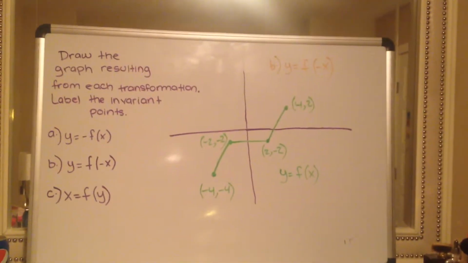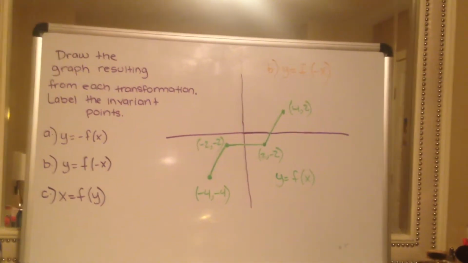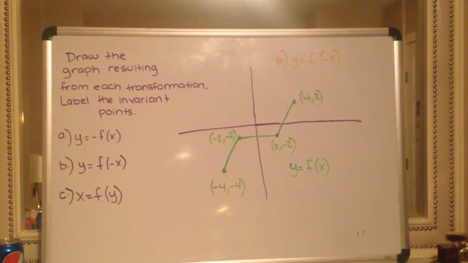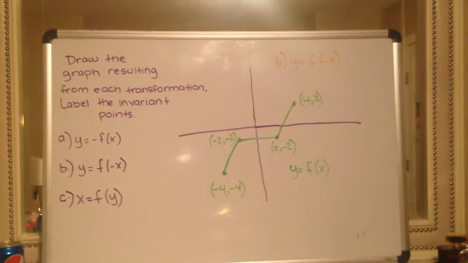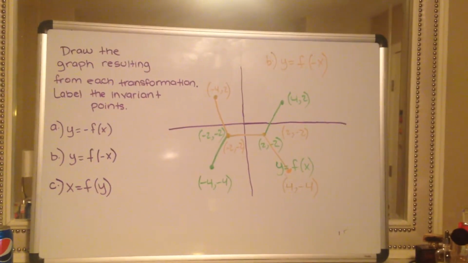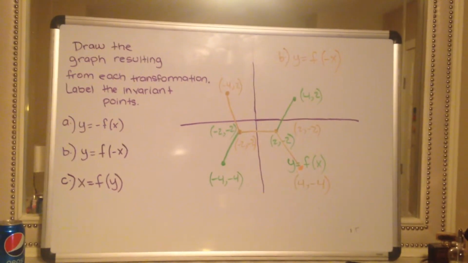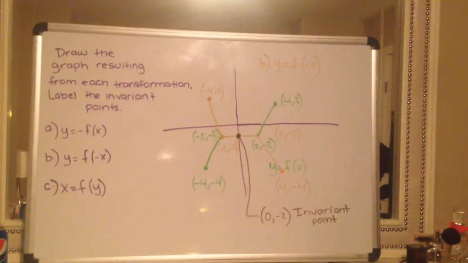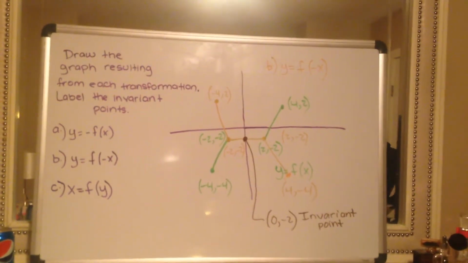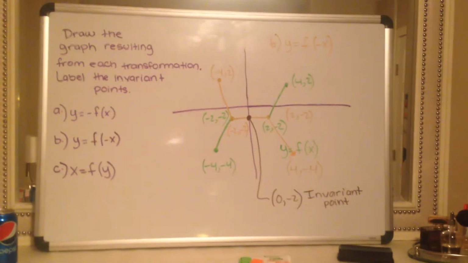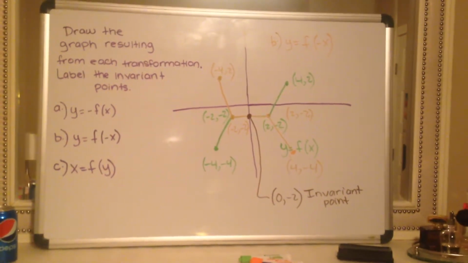Now we're doing example B. The negative inside the function means multiply all the x values of the graph by -1. In other words, we are reflecting the graph about the y-axis. Here we multiplied all of the x values by -1, plotted the points, and combined them. In a reflection about the y-axis, the invariant point lies directly on the y-axis. The invariant point for this reflection is 0, -2.